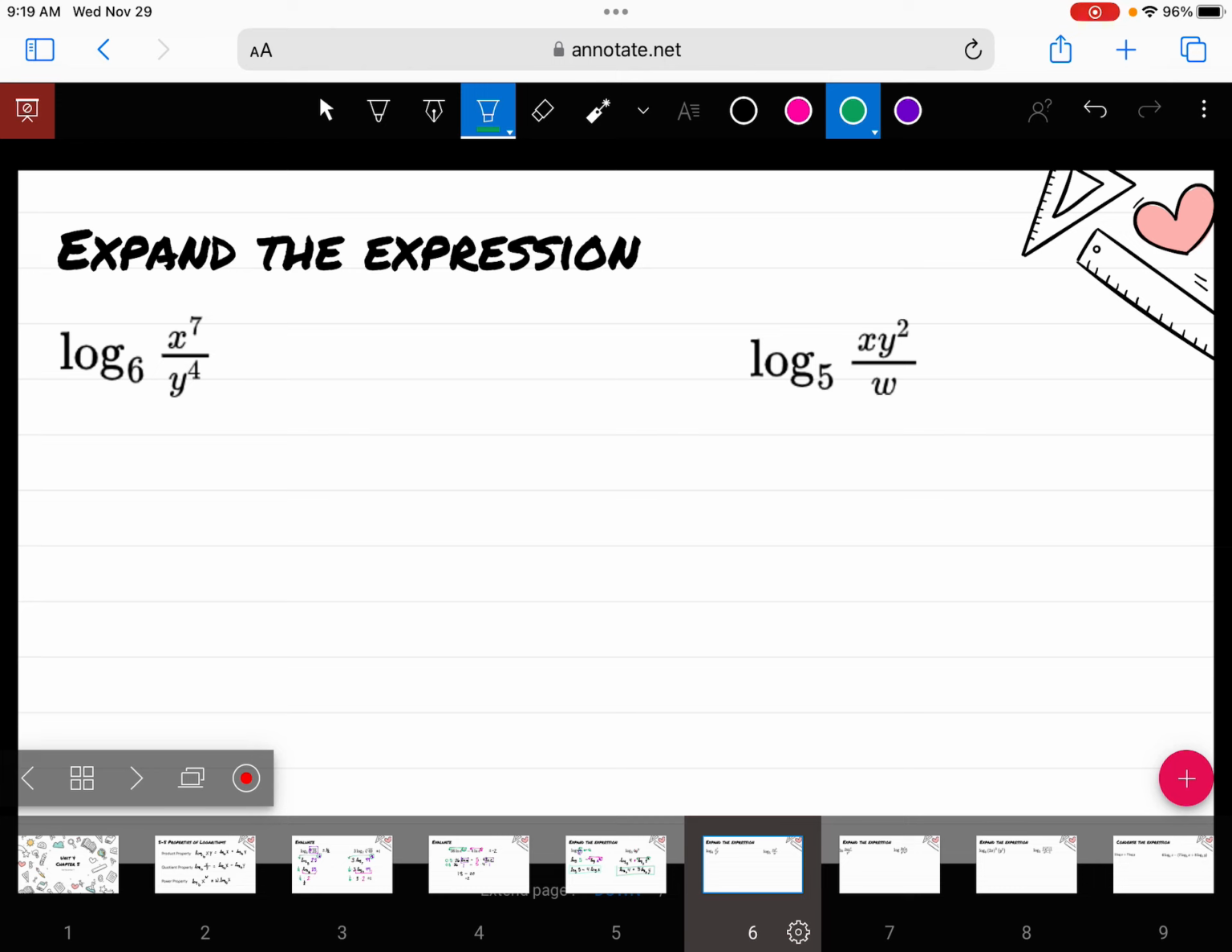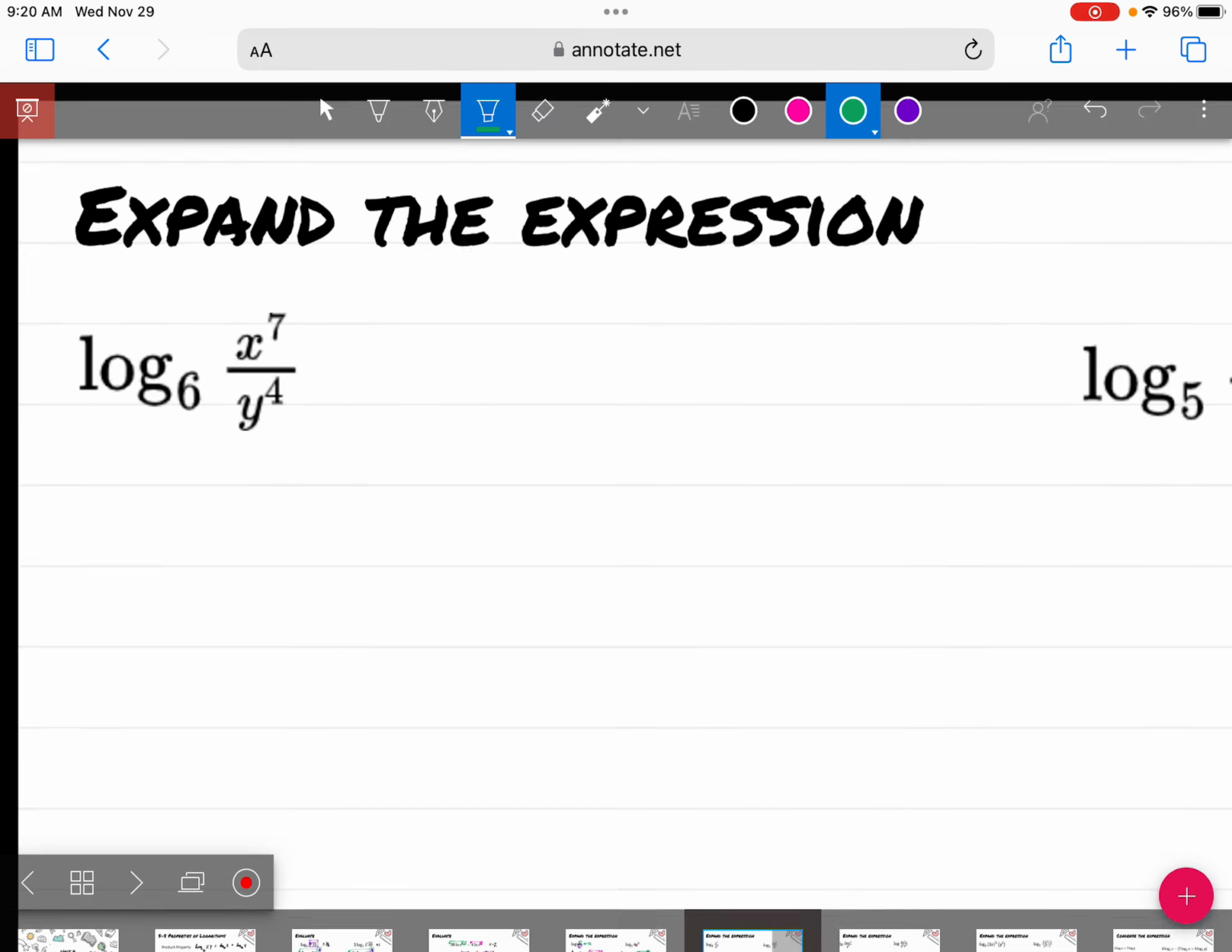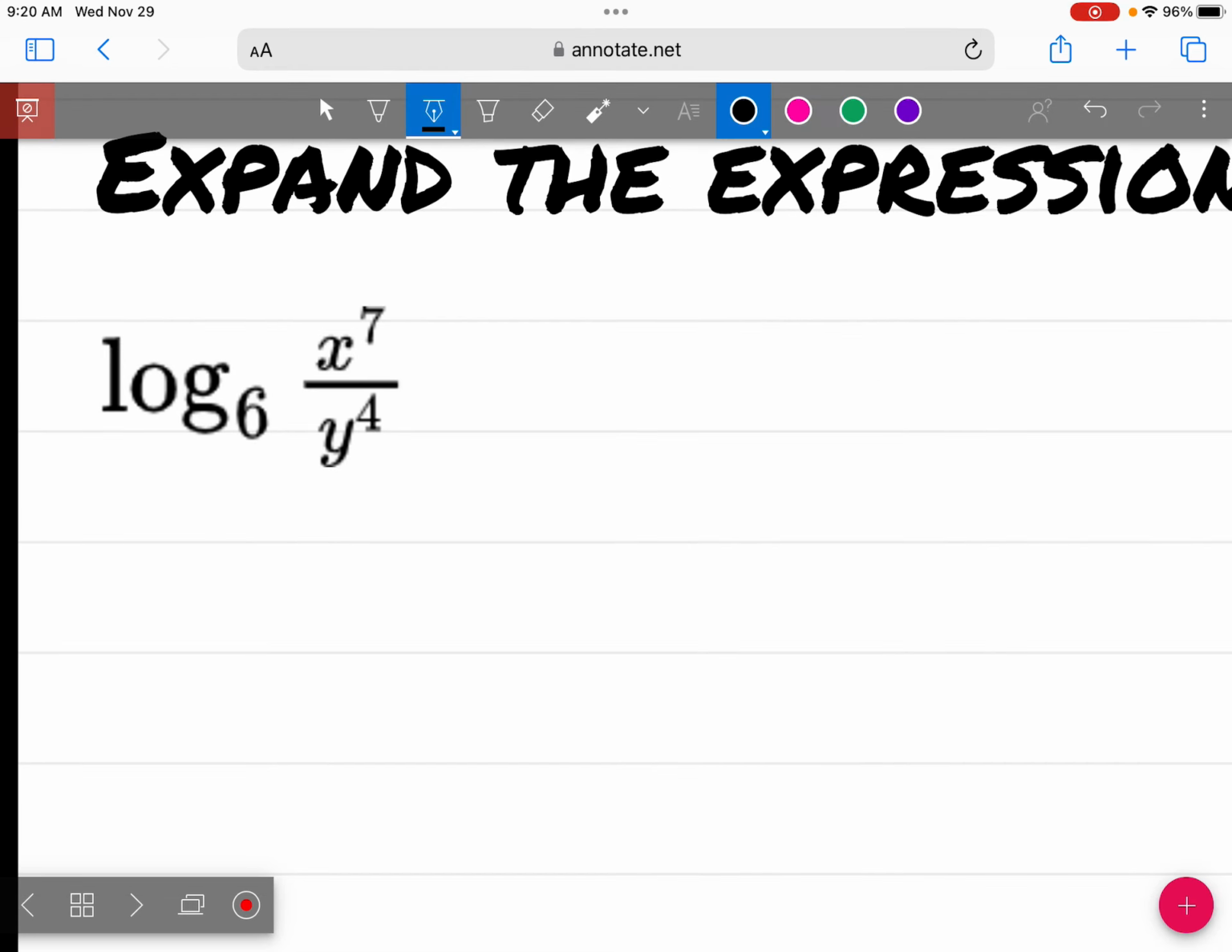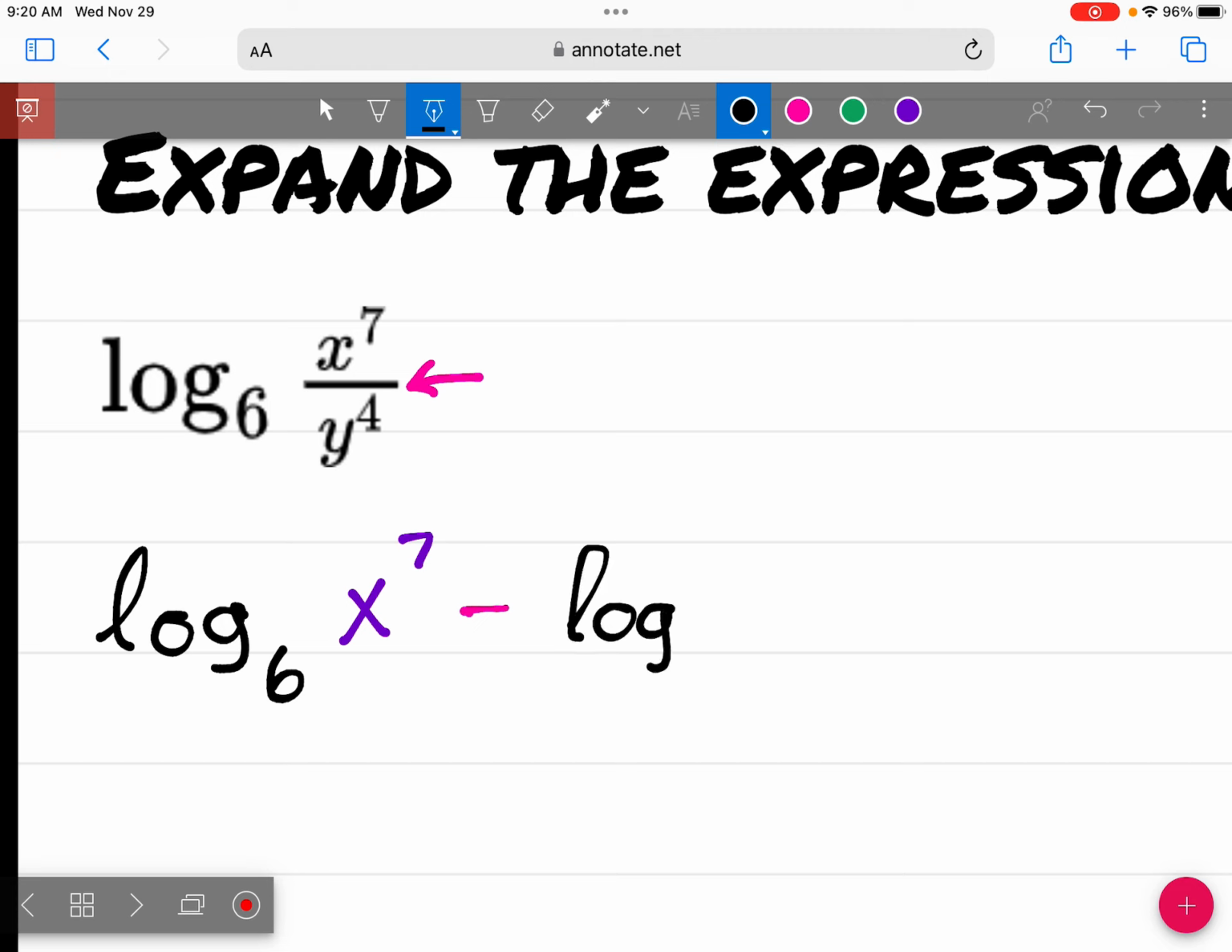So we now have log base 6 of x to the 7th over y to the 4th. So we start with our quotient property. I'm starting with this division symbol here. Log base 6 of my numerator, x to the 7th, minus log base 6 of my denominator, y to the 4th.